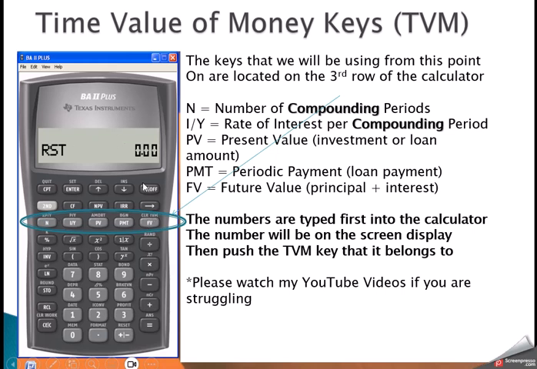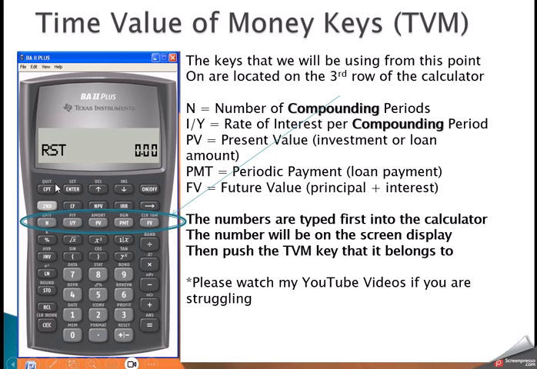So you want to get real comfortable using this calculator. I have separate videos that bring the calculator up on my desktop, and it's like an emulator, and it allows me to work the calculator right there on my computer screen. So if you're struggling, please watch those. But you've got to input the number first, and when you see it on the display, you push the corresponding key. You don't have to push enter or anything, just type in the number and push the corresponding key.